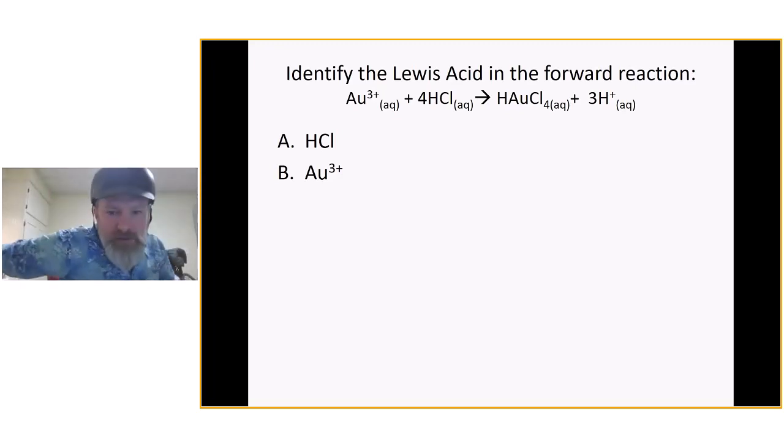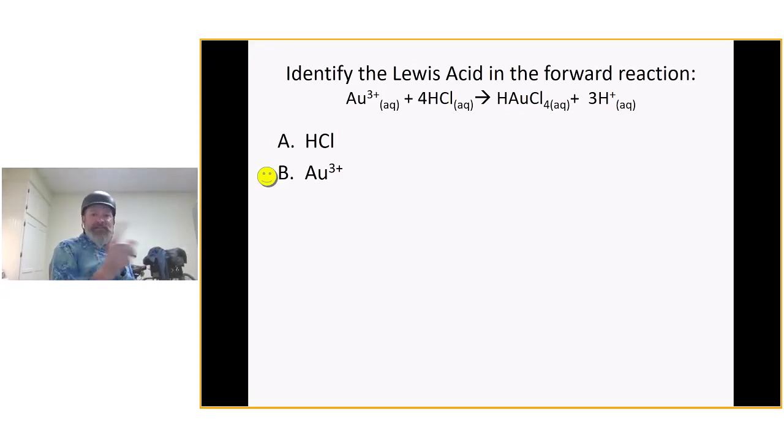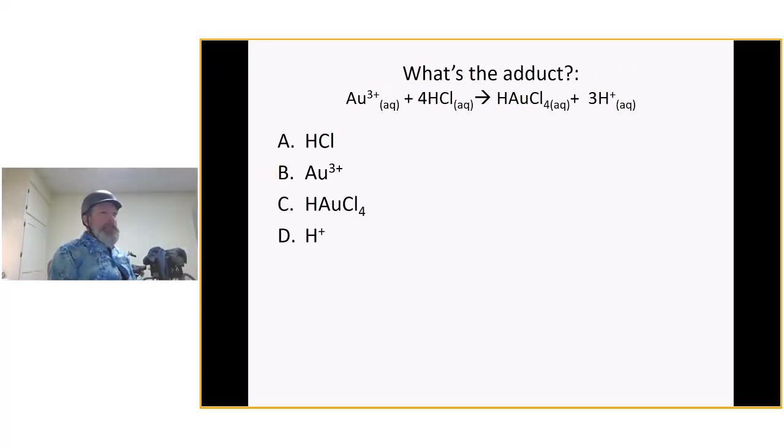Okay, now that you have figured out what the Lewis acid is, let's find out the true answer. It is the Au3+, because remember, a Lewis acid is very electropositive. What could be more positive than 3+? You ask me, I don't know. Actually, a 4+ would be more electropositive than a 3+. We could keep going forever. What's the adduct? It's HAuCl4. Why? Because the Au is being attacked by Cl-, and that is forming the adduct of HAuCl4.